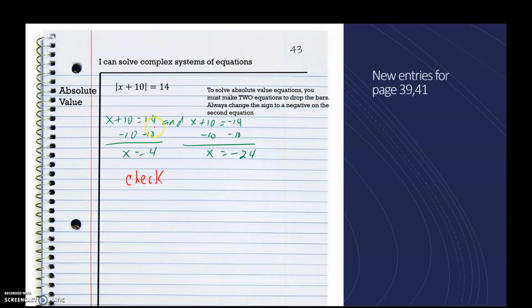If I plug 4 in, I should be getting 14 inside there because I had it set equal to 14. So this gives me the absolute value of 14, and of course the absolute value of 14 is 14, so this works. And in the other one, because it's set equal to negative 14, this answer should give me negative 14 inside. And it does. And when you take the absolute value of negative 14, you get a positive 14. So it worked. I just wanted to show you why this is the case.